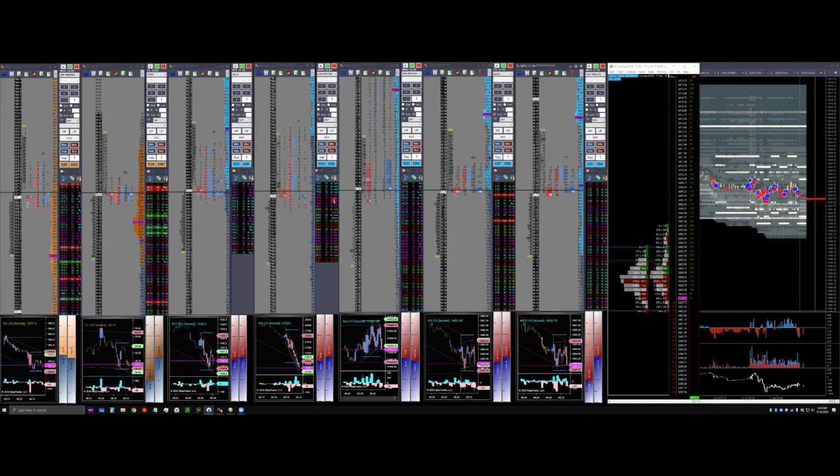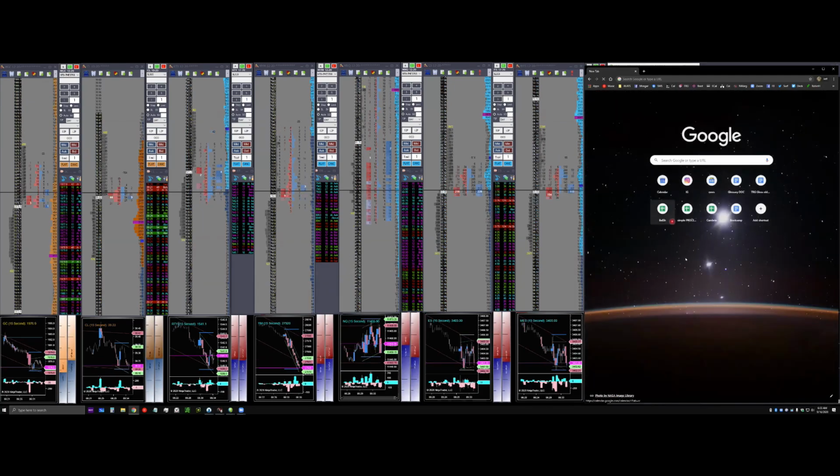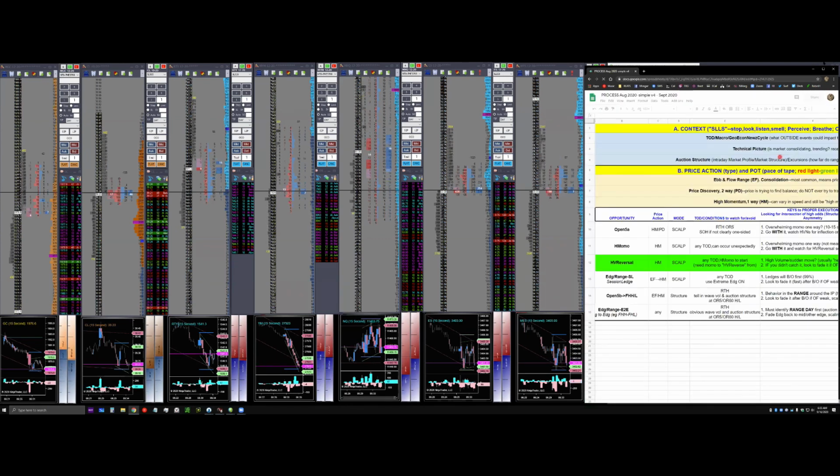So let's go away from trying to trade this and go out to some theory, which will be much more useful given what we're seeing. We'll keep an eye on it. If something happens, I'll jump back into live. So let's look at process and playbook.